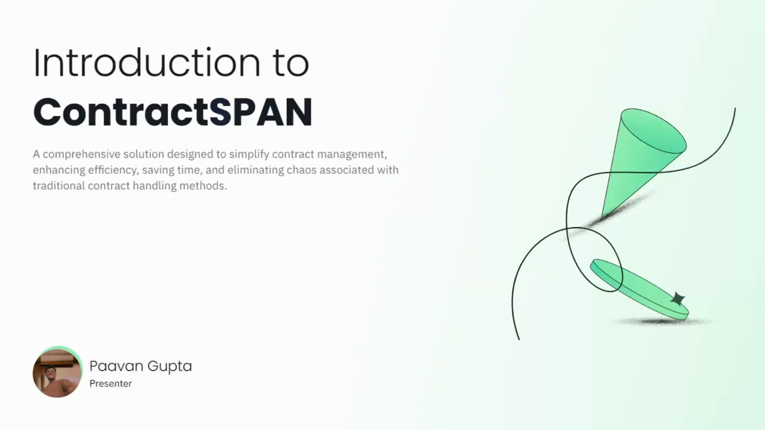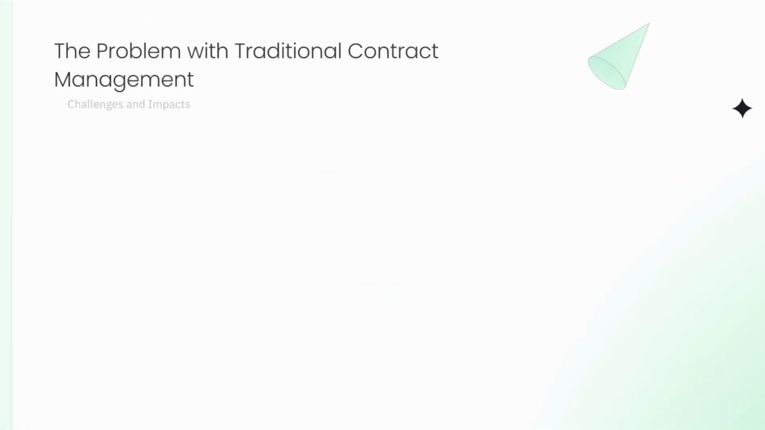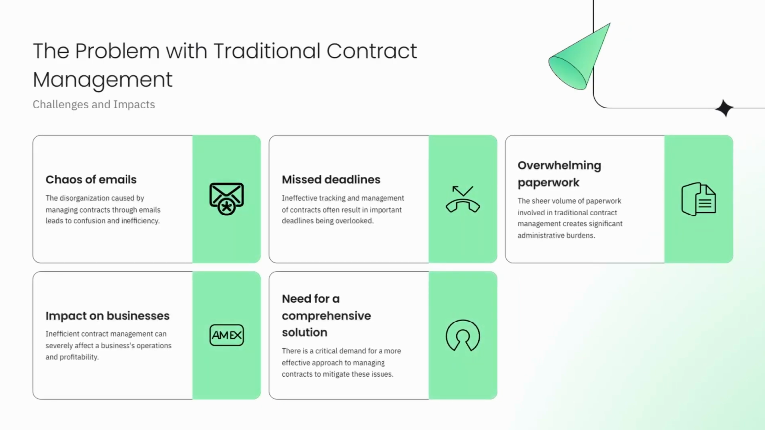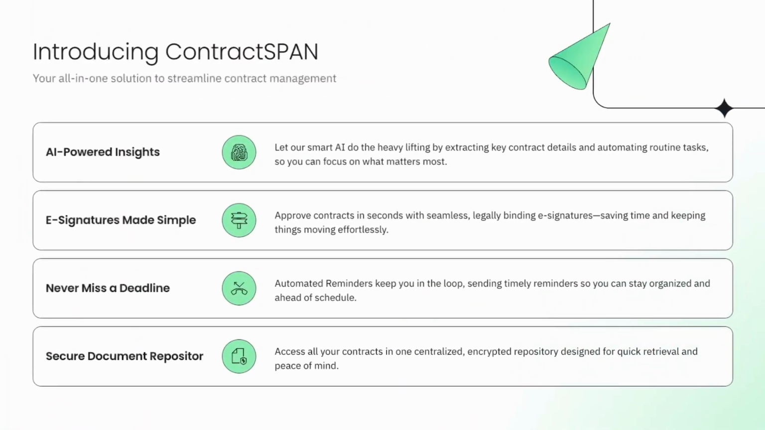Managing contracts doesn't have to be a chaotic mess of emails, deadlines, and paperwork. Introducing ContractSPAN, your all-in-one solution to streamline contract management, save time, and boost efficiency. With ContractSPAN, we have taken out the complexity in contract management and replaced it with a sleek, powerful platform that does the heavy lifting for you.